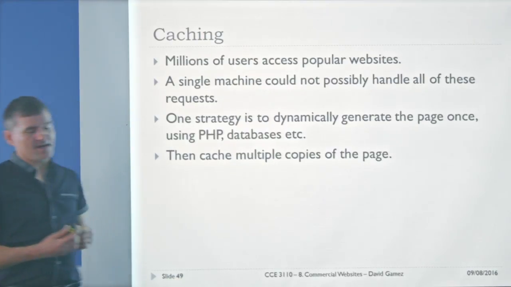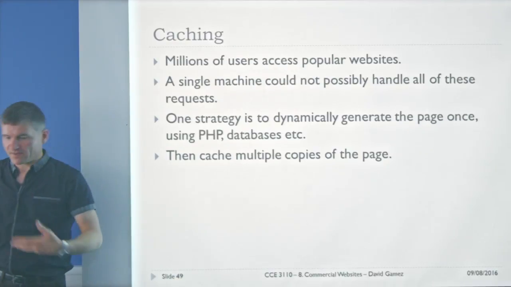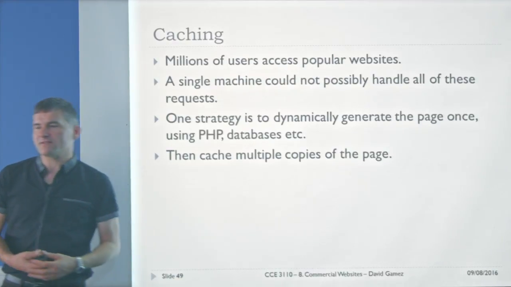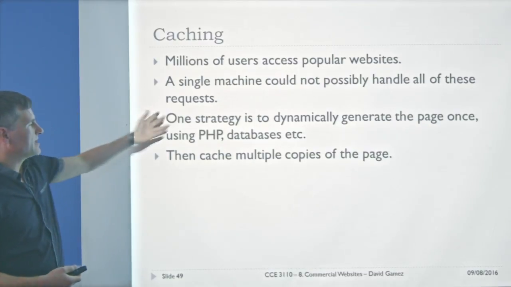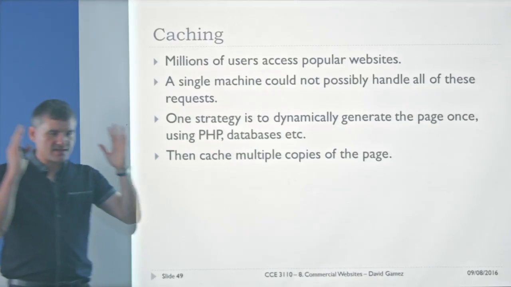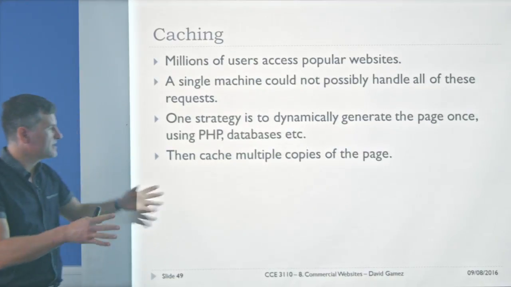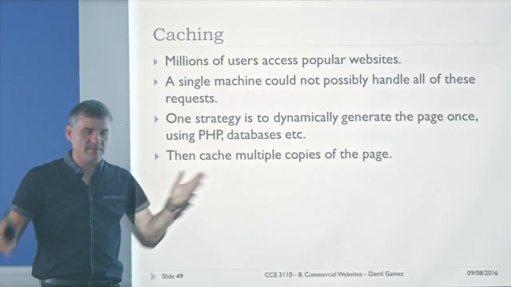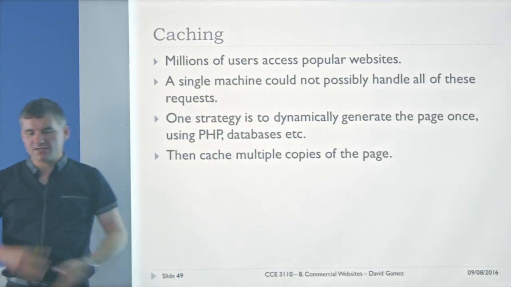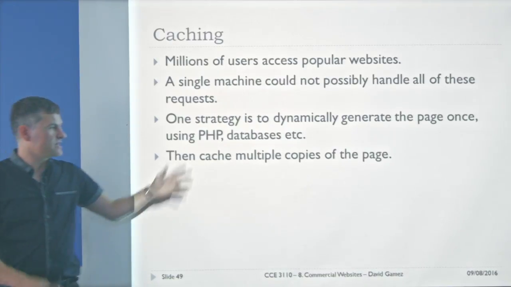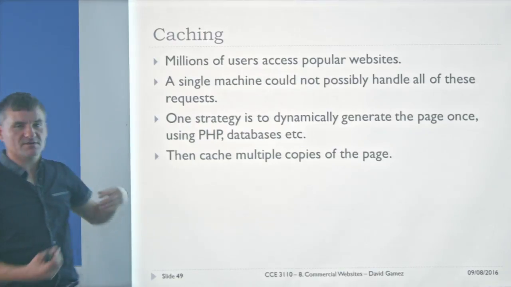So one way in which you can handle this problem is by dynamically generating the page once. So you do all the complicated database queries and all the rest of it for the BBC homepage, using PHP, databases or whatever, and that generates a piece of HTML with the CSS and JavaScript files, and then you can just cache multiple copies of that because it's not changing much. So you can just duplicate that HTML all the way around the world, wherever you like, and everyone can access that more rapidly because you can distribute that copy across multiple machines.